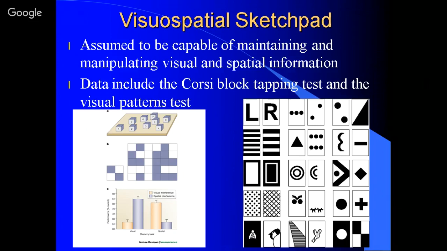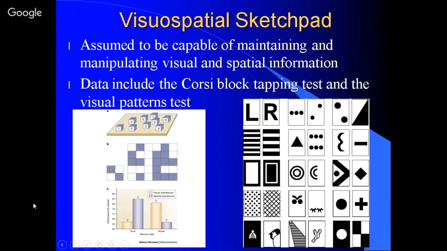Visual sketch pad. Let's talk about the visual sketch pad, all right? For the visual sketch pad, instead of the digit span, you have to have a test. You're a psychologist. You need a test. You have to be able to interfere with the test. All right. So these are the two tests that are used for the visuospatial sketch pad. You have to be careful here. And I'm reading about why they use these tests.